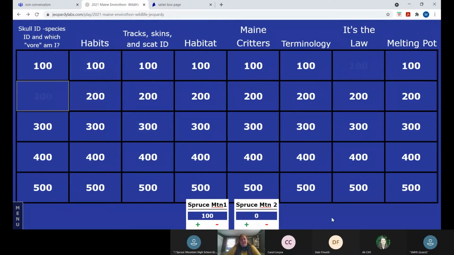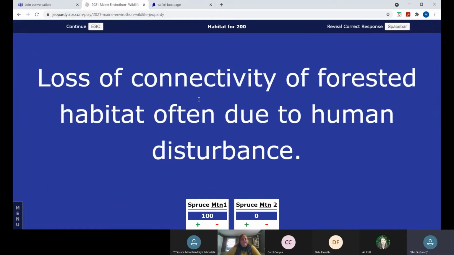All right, Spruce Mountain 1. Can we do habitat for 200, please? We're looking for the term that describes the loss of connectivity of forested habitat, often due to human disturbance.